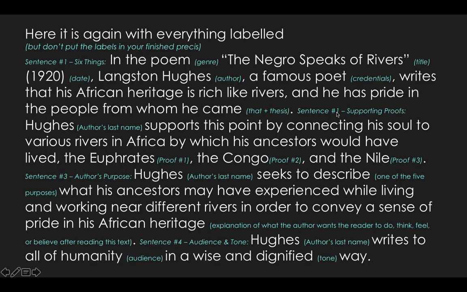6 things. Sentence 2 is supposed to be supporting proofs. So we have the author's last name and then proof 1, 2, and 3. So sentence 2 would have supporting proofs. And then we go on down to sentence 3, the author's purpose. So we just fill this in with one of the 5 purposes. So sentence 3 is author's purpose. And then we come on down to sentence 4, audience and tone. So sentence 4 is audience and tone. So who is he speaking to and in what way? Sorry about a couple of mistakes here. I'll fix those before I put them up on my website.